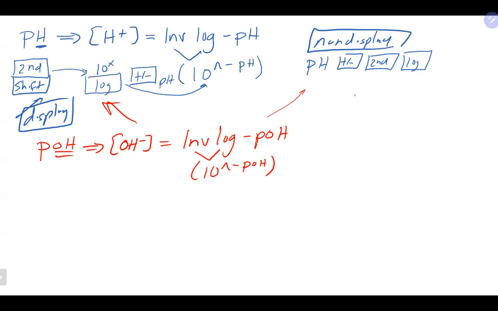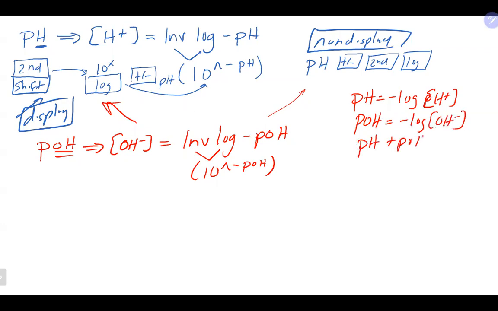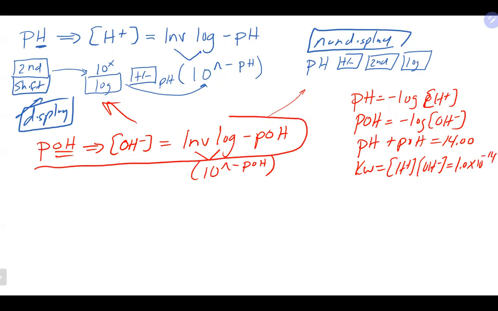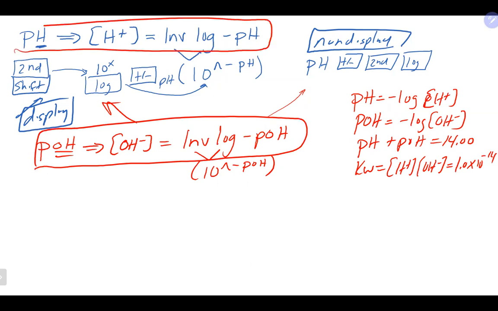Again, adding in the stuff we talked about last time: pH is minus the log of the H plus, pOH is minus the log of the OH minus, pH plus pOH equals 14. And once again, our Kw, H plus times OH minus, equals 1 times 10 to the minus 14. So all those things, along with this and this, give you, like I said, a variety of pathways you can solve the problem depending on what's given to you.